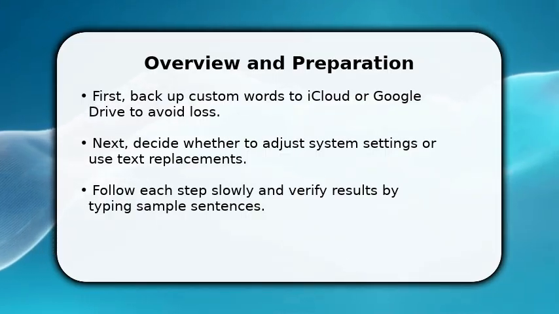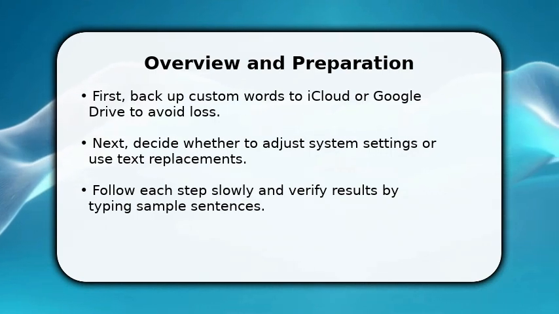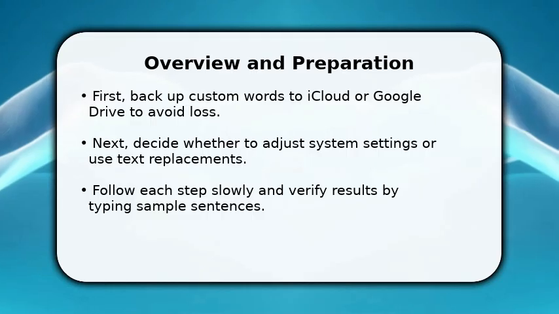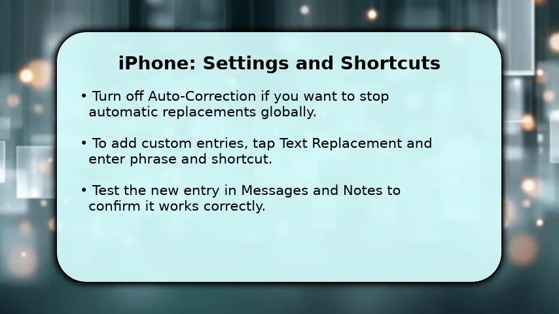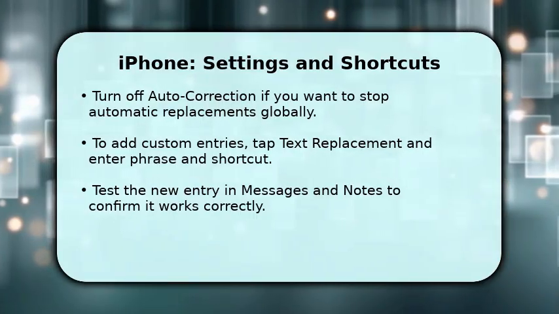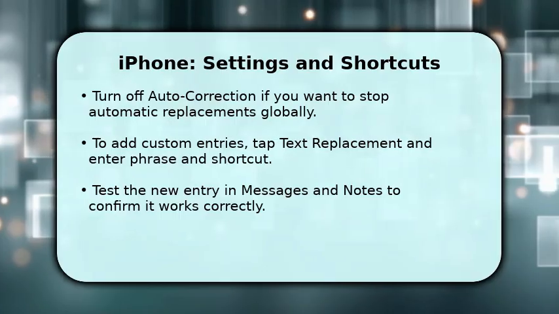Follow each step slowly and verify results by typing sample sentences. If you need to revert, restore from your backup and remove shortcuts one by one. On iPhone, open Settings, then choose General and tap Keyboard to begin. Turn off autocorrection if you want to stop automatic replacements globally.